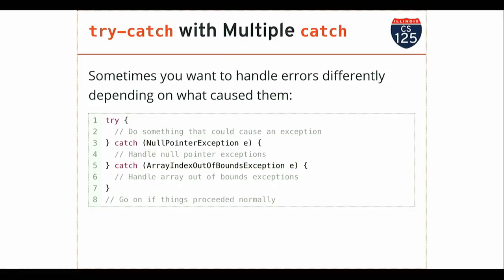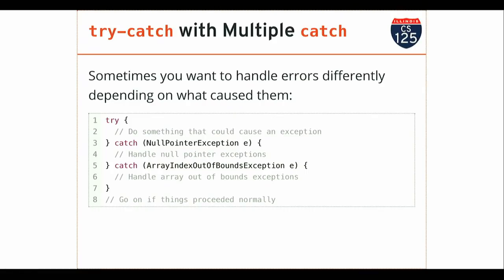If it doesn't find one, we'll talk about what happens in that case in a minute. But in this case, I have some code in here that's going to run if my try block generates a null pointer exception. I have some code down here that's going to run if my try block generates an array index out of bounds exception.